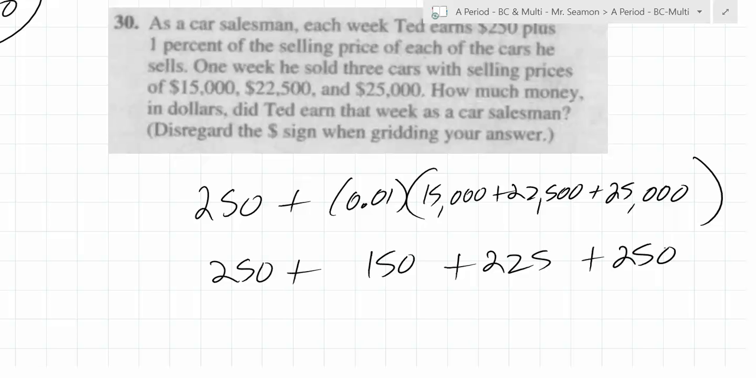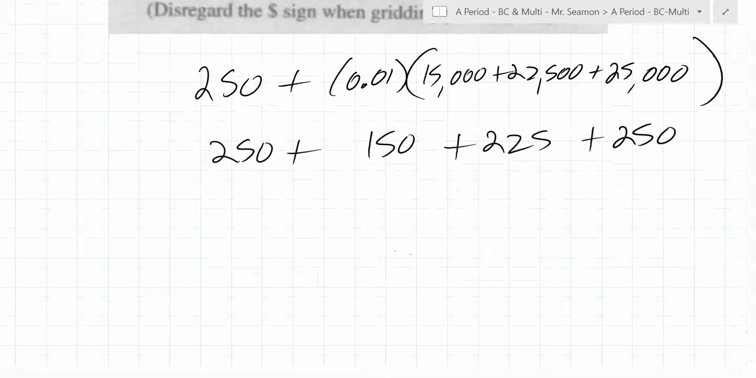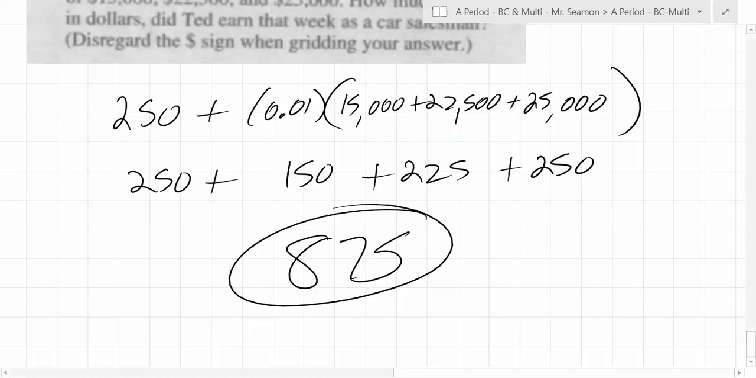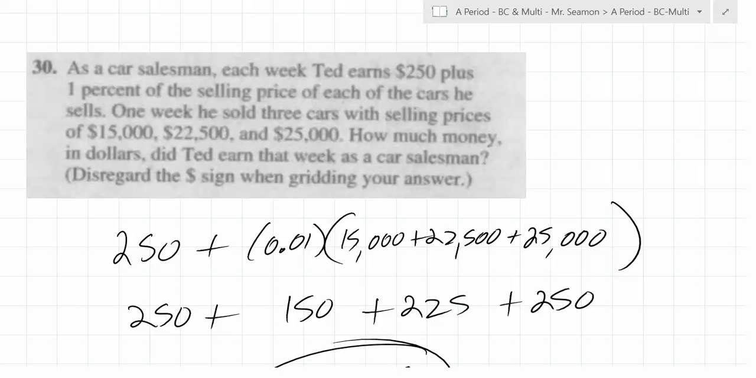I typed it in and I got 845. I'm like, it's actually 875. What? No, it says $250 plus 1% of the selling price of each of the cars. The 250 is not for each of the cars. It's $250 basically. It's like when you work for tips as a waitress, you get a certain hourly fee plus your tips. You don't get like a per table amount. You're right, it's not super clear, but that's what it is. It's $250 plus 1% of the total of what he sells.